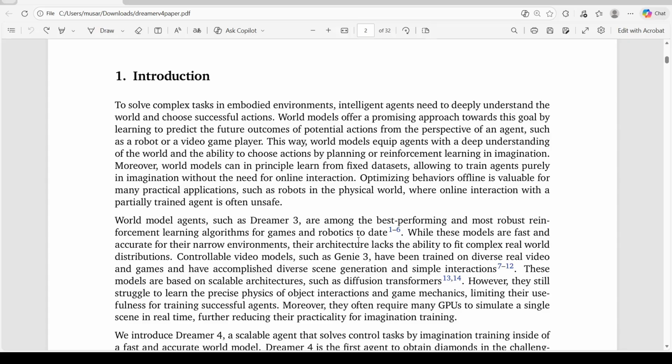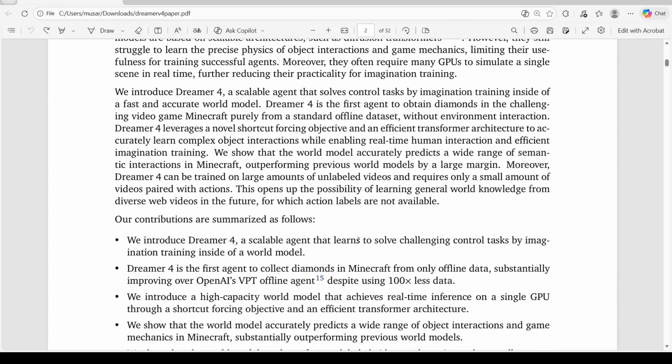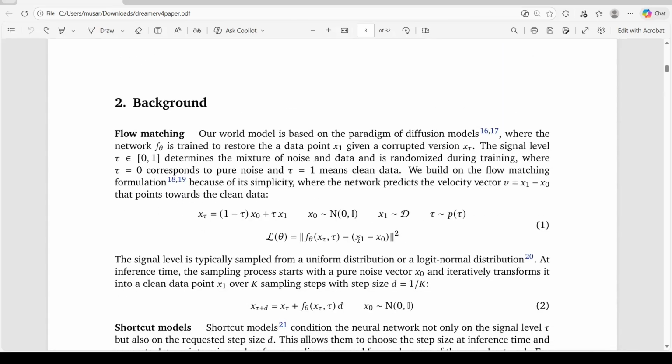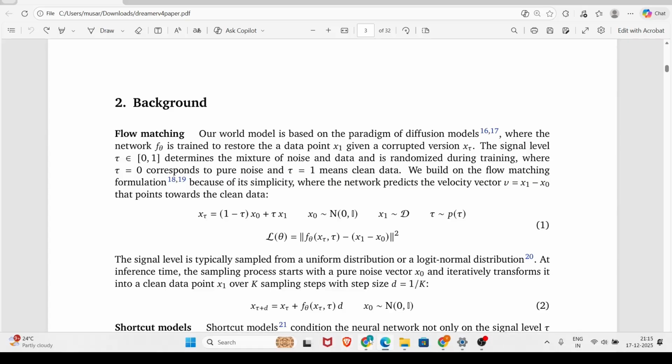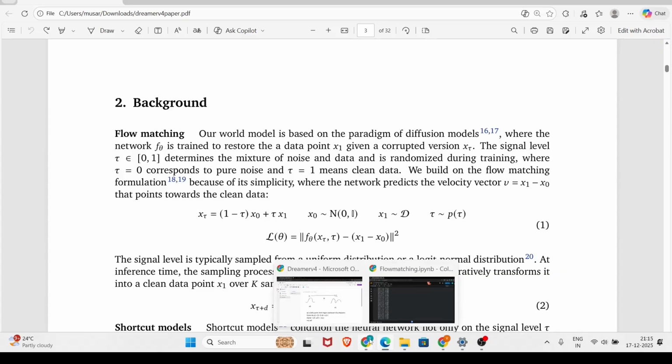So Dreamer4 takes this whole idea and then introduces some key changes. We will start with the background part here. In Dreamer4, everything starts with how latent representation is modeled. To understand that, we have to understand flow matching. And to understand flow matching, we have to understand diffusion models. So I will show how a diffusion model works, then we will go to flow matching.